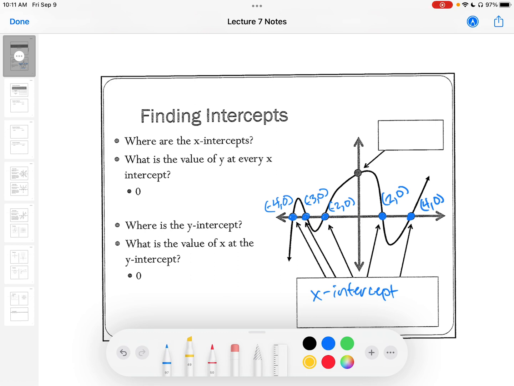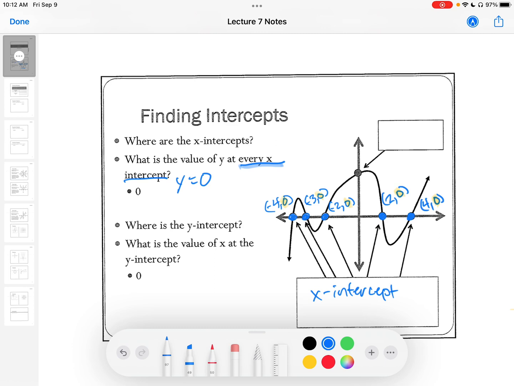So what do every single one of these points have in common? Well, they're all the x-intercepts, yes. But if I look at their xy points, they all have a 0 in the y spot. And that is true for every single x-intercept. For every x-intercept, your y value has to be 0. By definition, where something crosses the x-axis, the y value is 0.